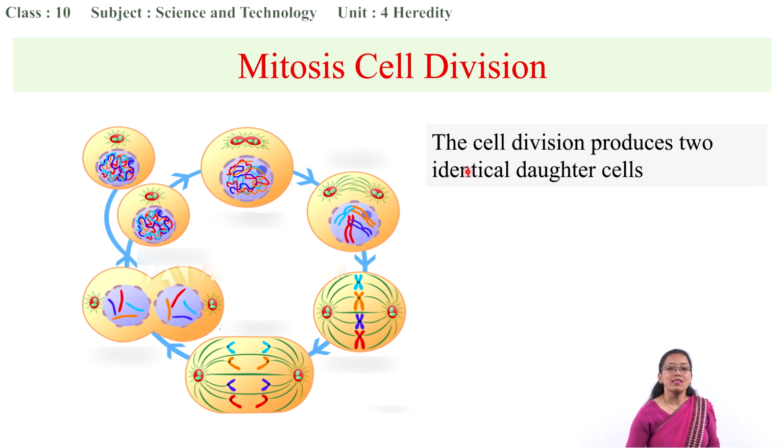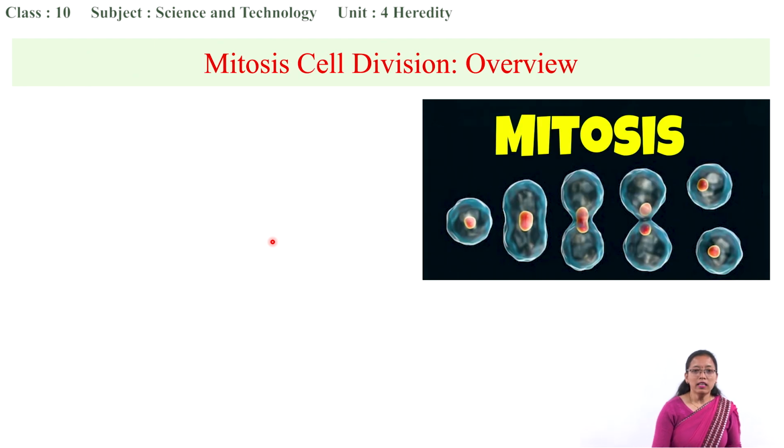That means the cell division that produces two identical daughter cells having the same number of chromosomes is called mitosis cell division. And this mitosis cell division especially takes place in the body cells. Except sex cells, all over the body, this mitosis cell division takes place. Now, what is mitosis? How does it take place? Just let's see.